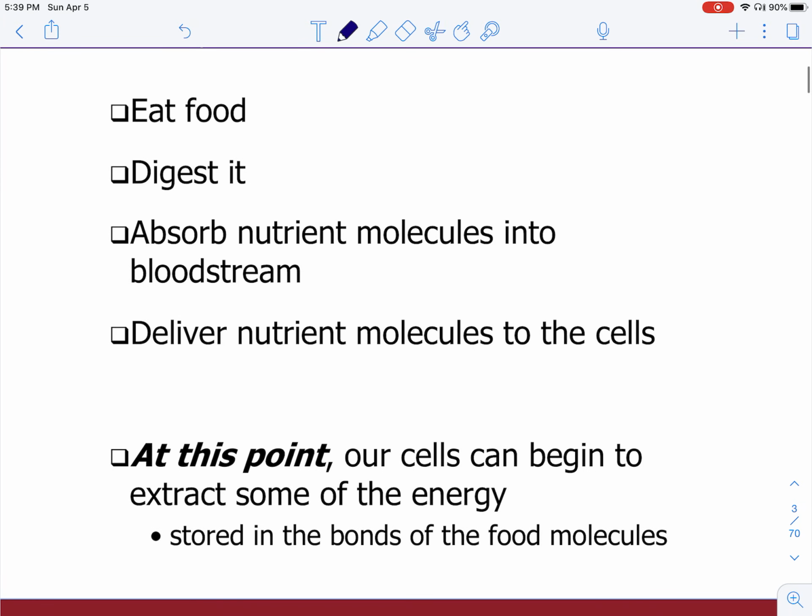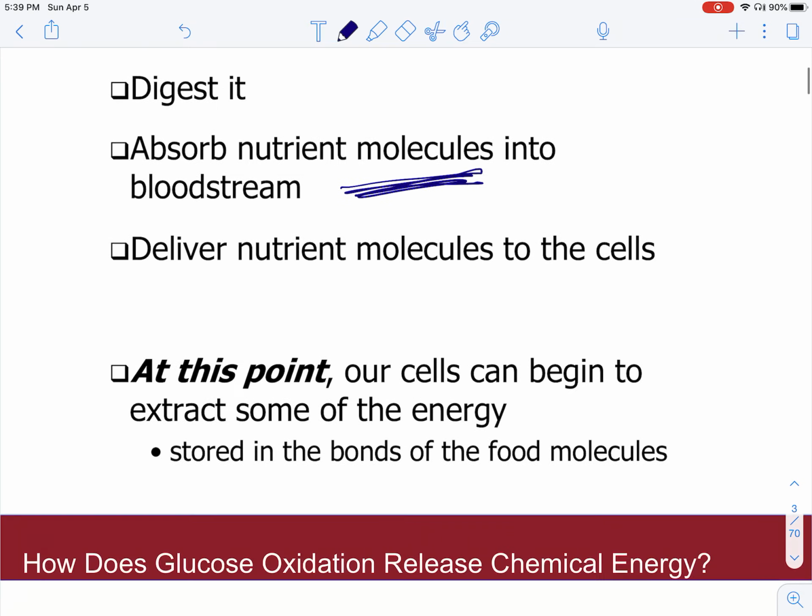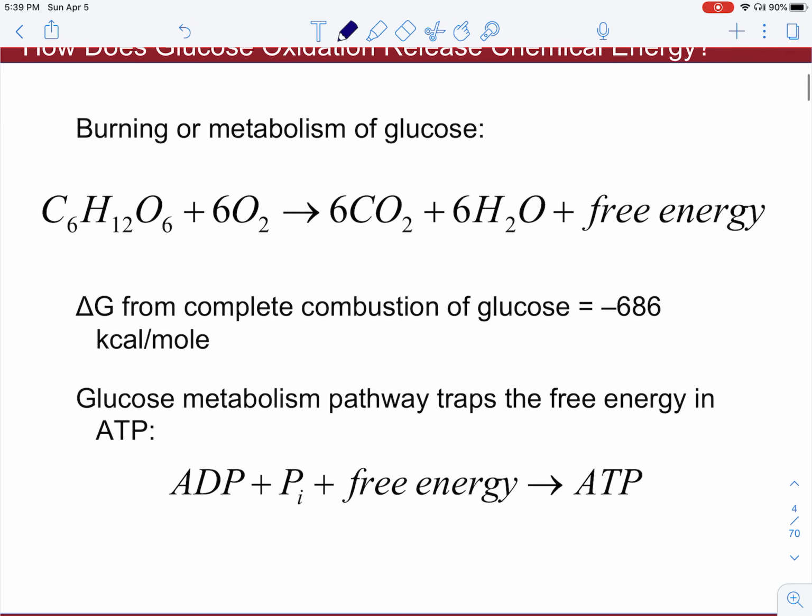So for us, this is why we have to eat. So we take in food because we are heterotrophic organisms. We break them down, we absorb the nutrients, and we use the energy from that in order to drive molecular processes. And then our cells do that as well.